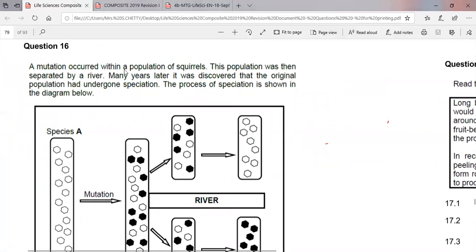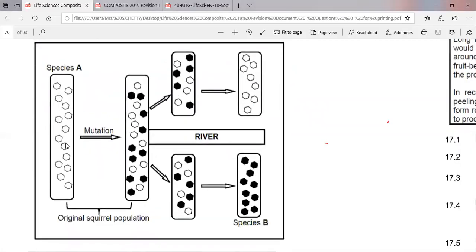A mutation occurred within a species population of squirrels. This population was then separated by a river. So the mutation occurred, and then it was separated by a river. Many years later, it was discovered that the original population had undergone speciation. This process is shown below. So the mutation occurred, which caused this variation. And then they became separated by a river. So these are two coming from there.